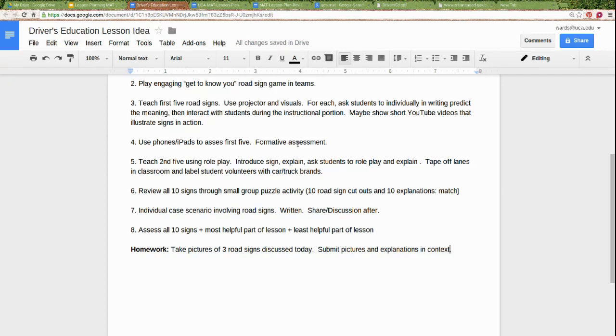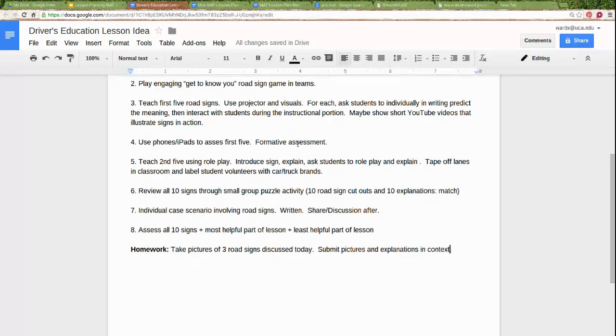And then as we teach the next 5, we'll have them role play through scenarios. And we'll make some little road signs that we can hold up, like, you're encountering a yield sign on the road. What would you do in this situation? And we would expect that the second 5 would be a little bit more difficult of the 10, and would have more explanation required.